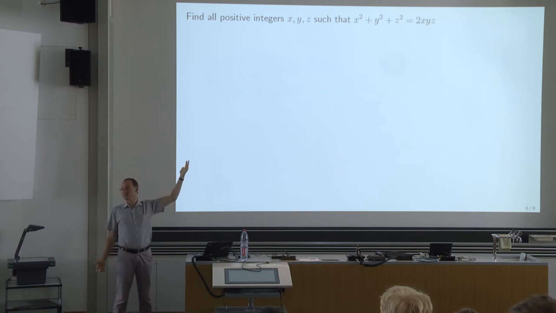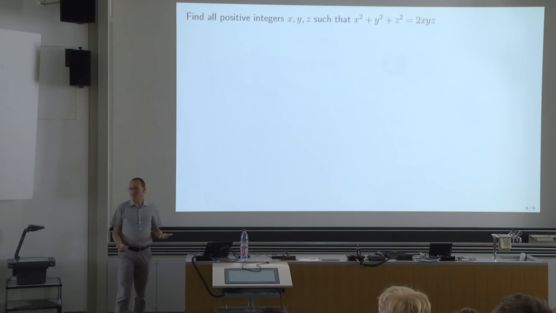Because the discriminant would have to be a perfect square. And the discriminant is unlikely to be a perfect square if you plugged in random values for y and z.